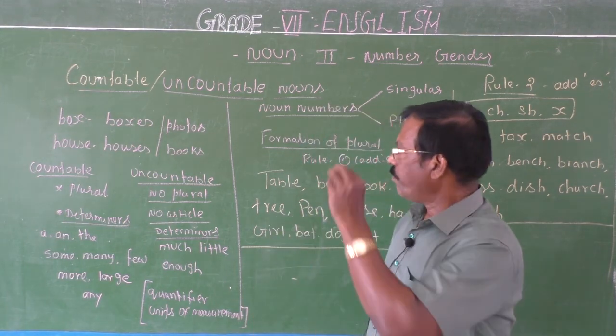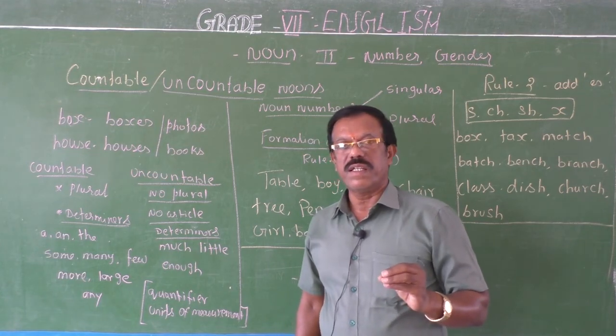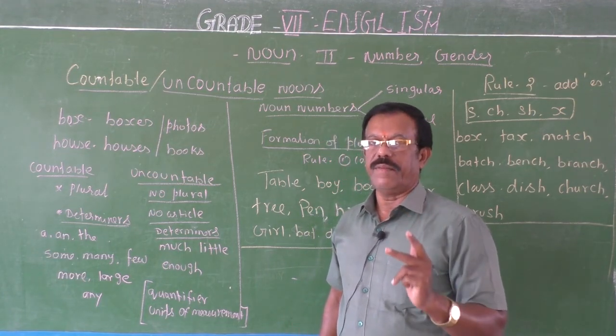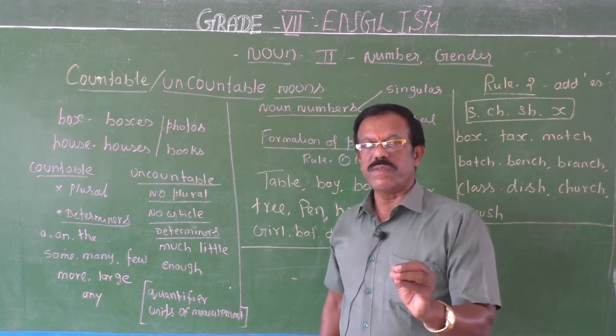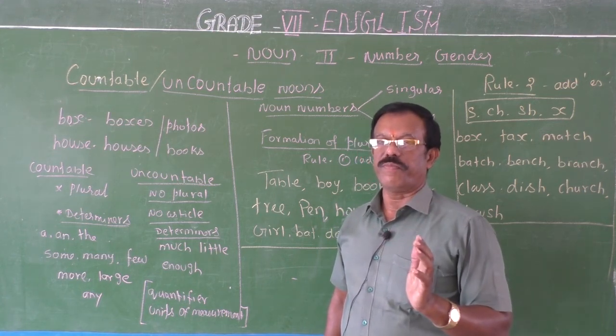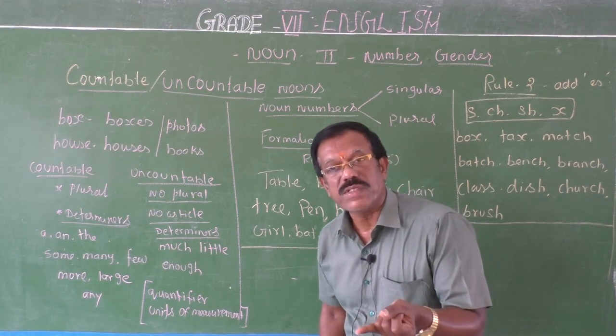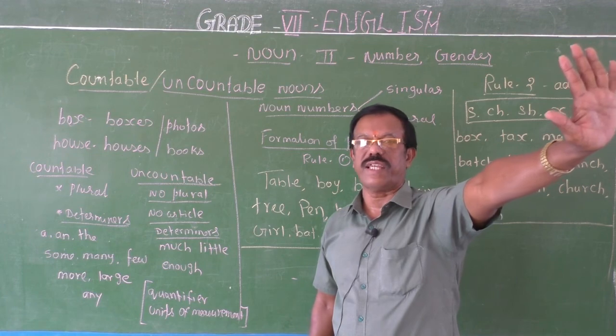See, before uncountable nouns, we never use the articles a and an, because uncountable nouns don't have any plural form. A water. Will you ever use it like this? No, it's a wrong usage.